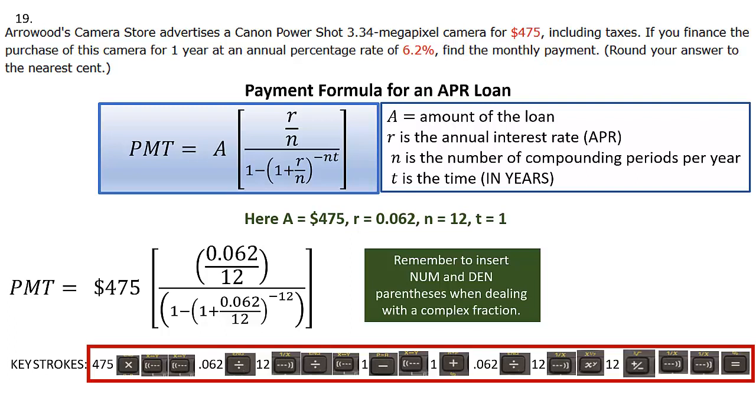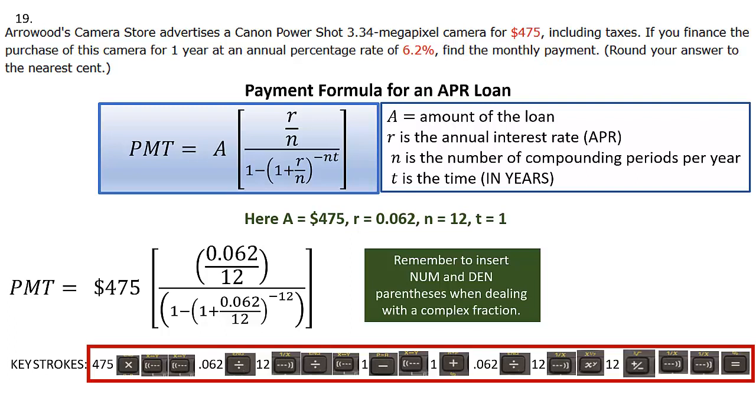Then there's a right paren, type that. Now you're at the main fraction bar of the big fraction, so that's a division symbol. That throws you in the denominator, and you have a left paren. Then you have 1 minus, and then you have another left paren, and then you have 1 plus. That takes you to that last little fraction in the denominator. That's 0.062 divided by 12. Then you've got a right paren.